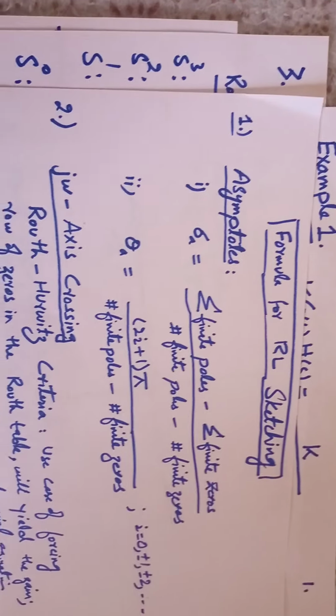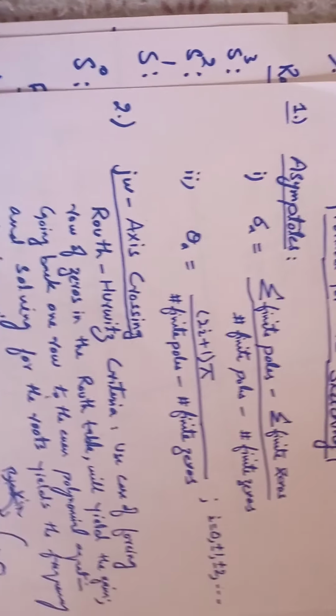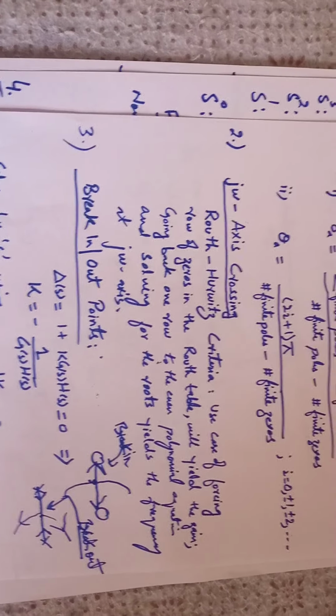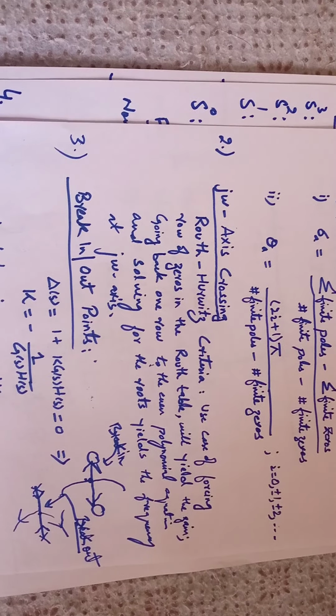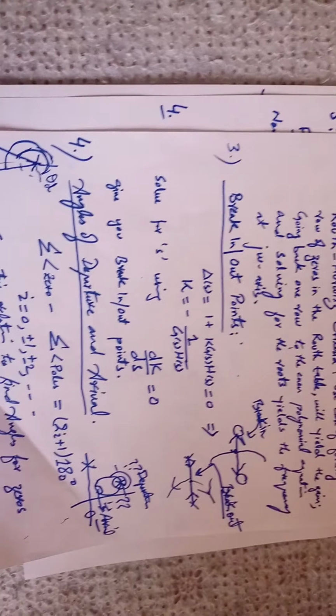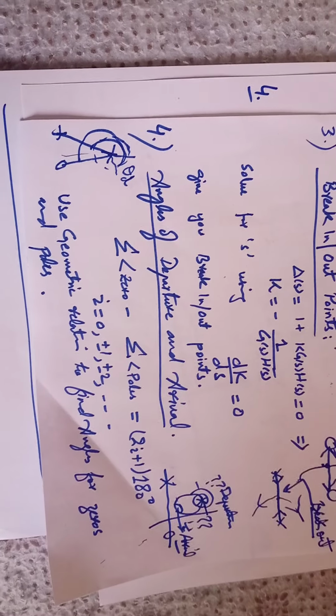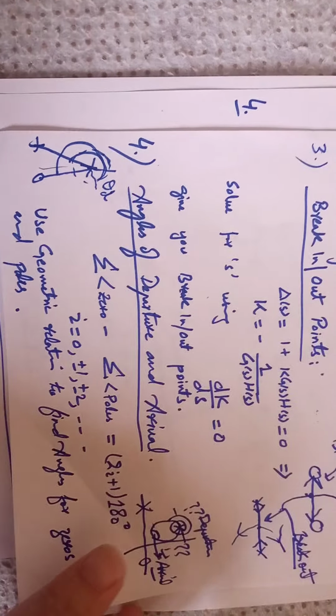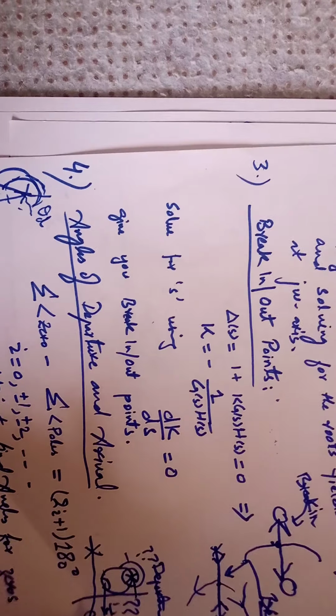Now I go through it again. The formula is very simple. First one is the asymptote, second is the j omega crossing, for which we need the Routh table, then the break-in and breakout points, and the last one is the angle of departure and angle of arrival. Now to look at this in detail, let's do an example.